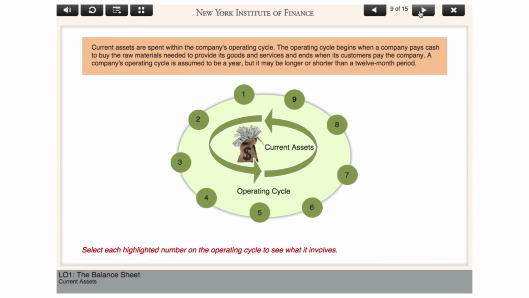Current assets are spent within the company's operating cycle. The operating cycle begins when a company pays cash to buy the raw materials needed to provide its goods and services and ends when its customers pay the company. Select each highlighted number on the operating cycle to see what it involves.